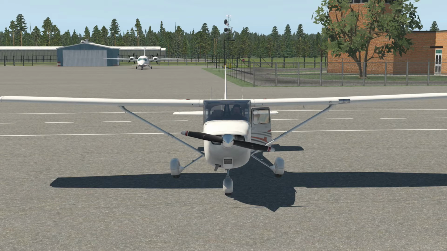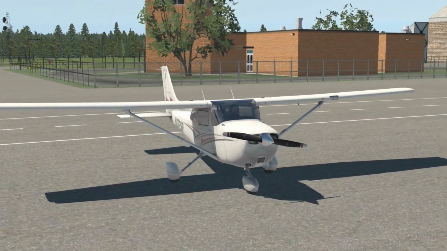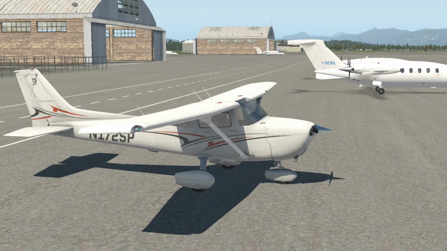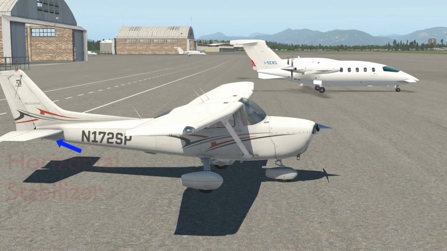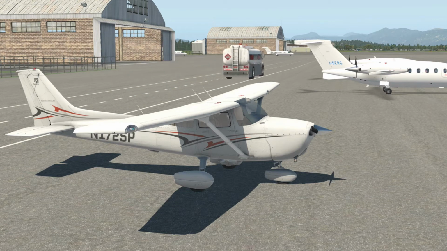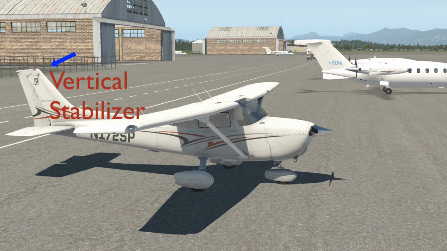So let's move on to our tail section and take a look at the horizontal stabilizer and the vertical stabilizer. Our horizontal stabilizer gives our plane horizontal stability, meaning in the up and down, and it's also in a horizontal configuration. Our vertical stabilizer is where we attach our rudder, and it gives us stability in left and right movements.